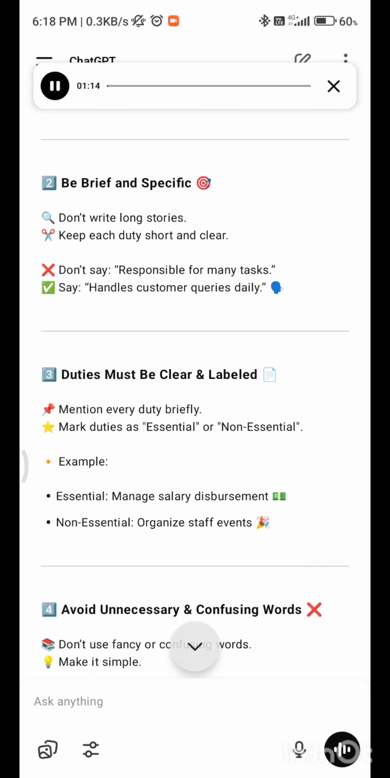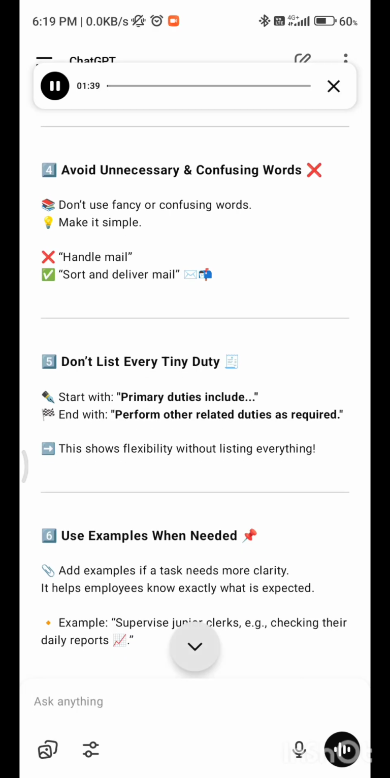2. Be brief and specific. Don't write long stories. Keep each duty short and clear. Don't say, responsible for many tasks. Say, handles customer queries daily. 3. Duties must be clear and labeled. Mention every duty briefly. Mark duties as essential or non-essential. Example, essential, manage salary disbursement. Non-essential, organize staff events.